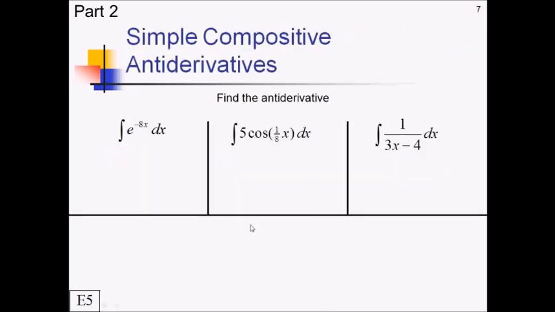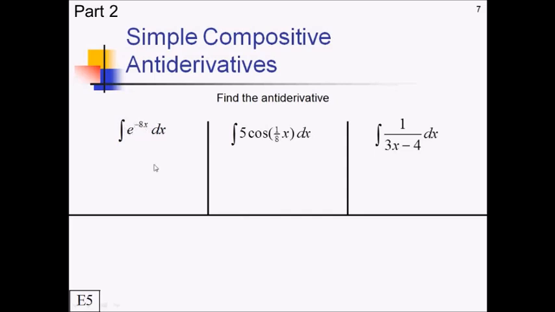For our last slide, we're going to take a look at some antiderivatives involving simple compositions of functions. And by simple, I mean the inner function is a linear function. So let's take a look at our first example, the antiderivative of e to the negative 8x.